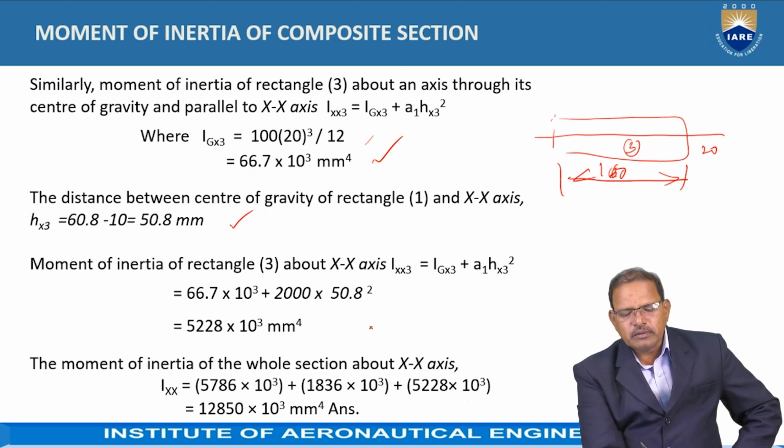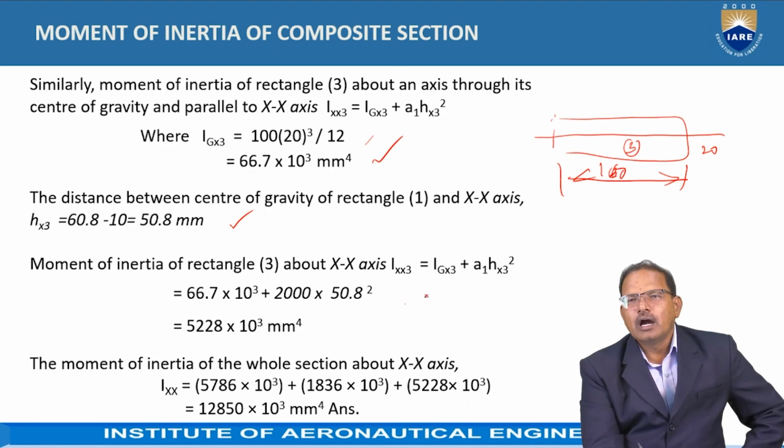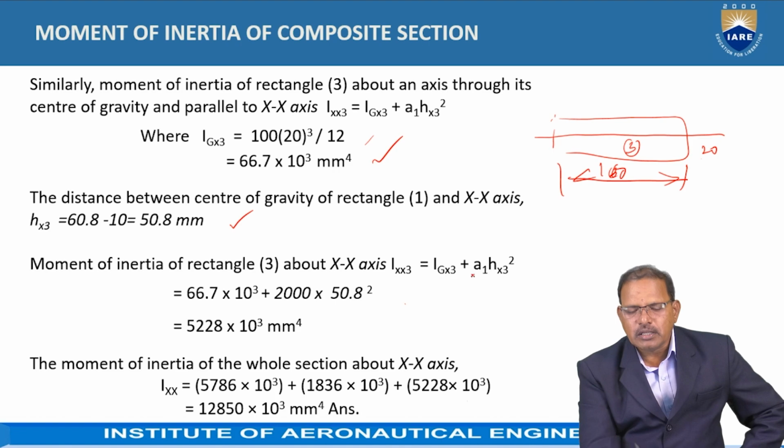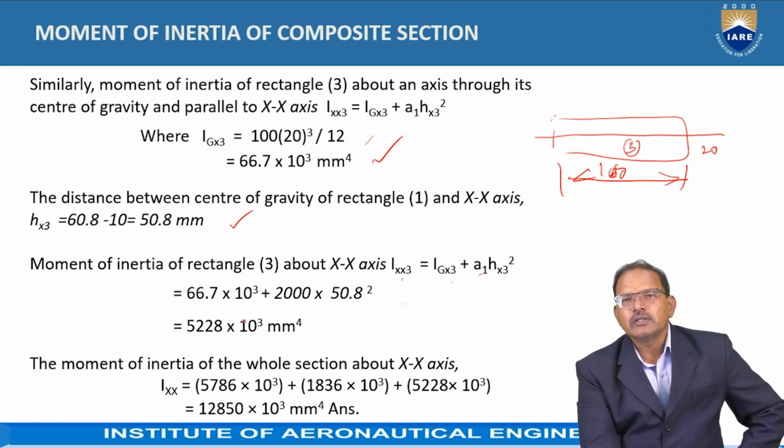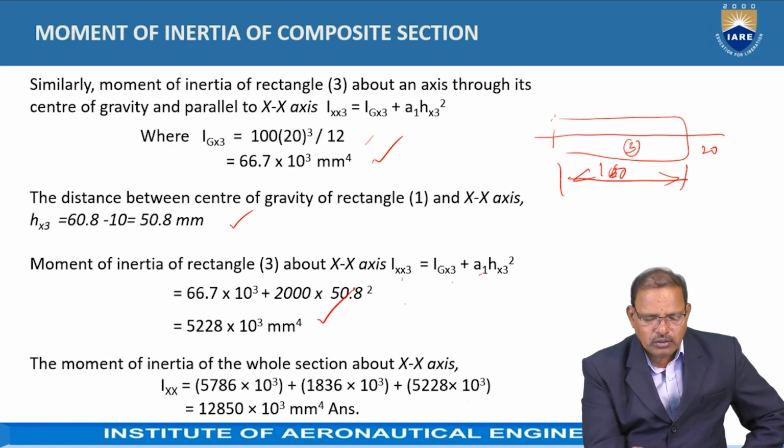So the moment of inertia of the third rectangle about the central axis of the entire figure is obtained according to the parallel axis theorem. Ix3 is equal to Igx3 plus A3 hx3 whole square, which is equal to 66.7 into 10 to the power 3 plus 200 into 50.8 whole square. The total value is equal to 5228 into 10 to the power 3 mm to the power 4 now.